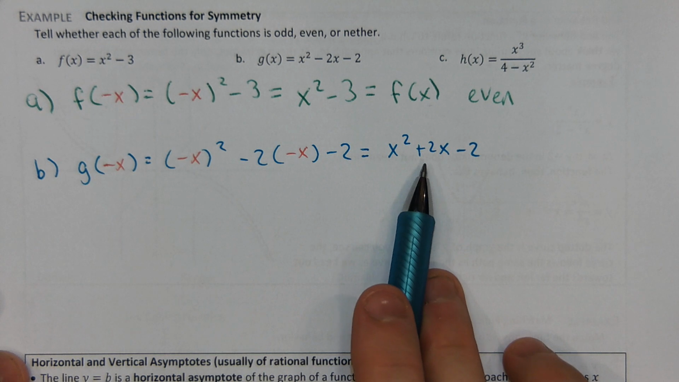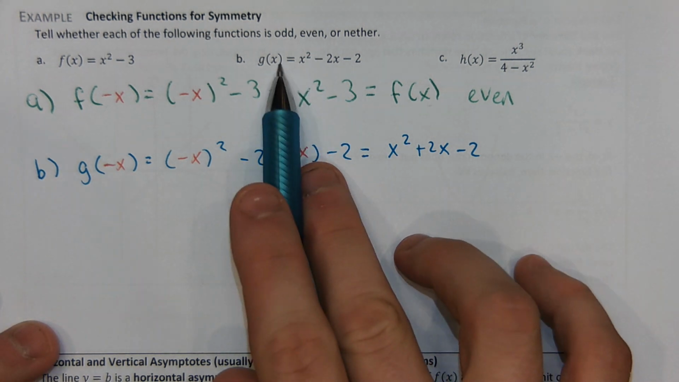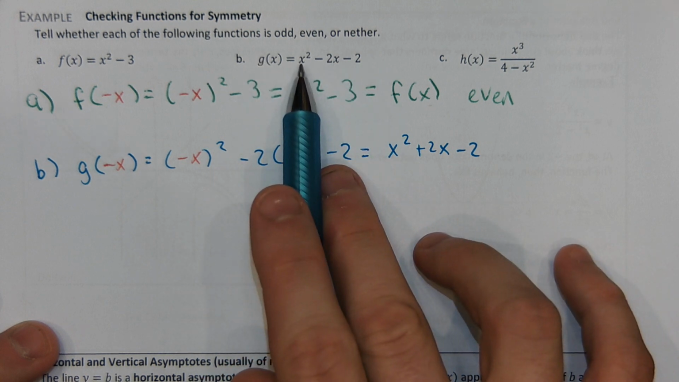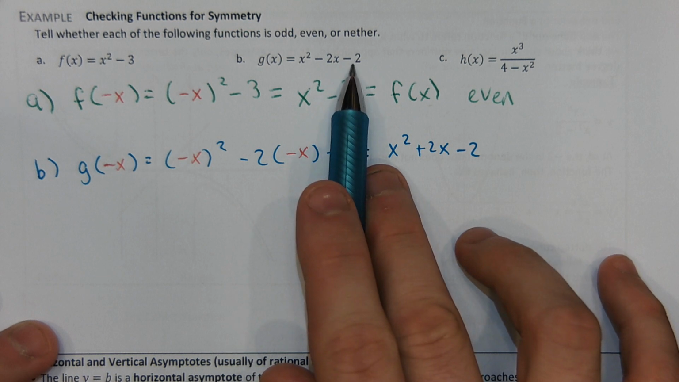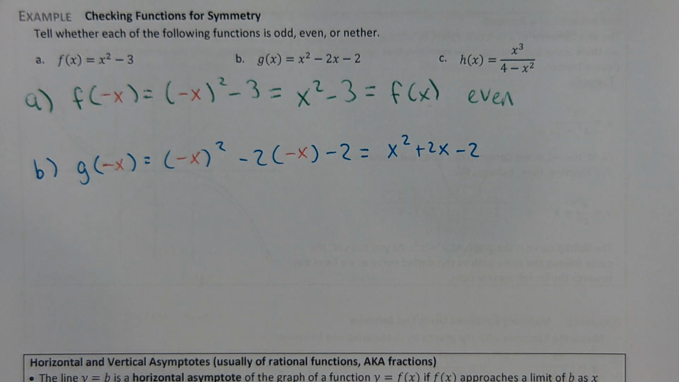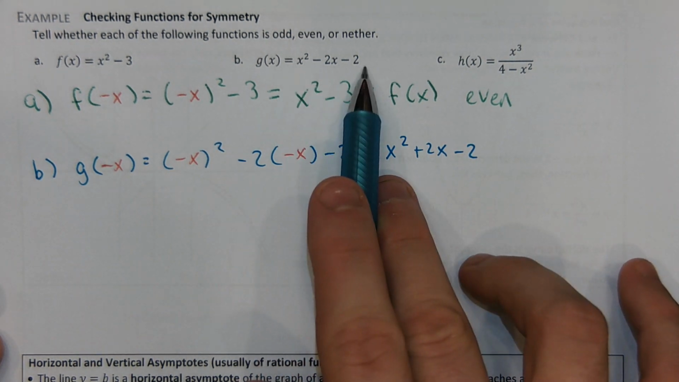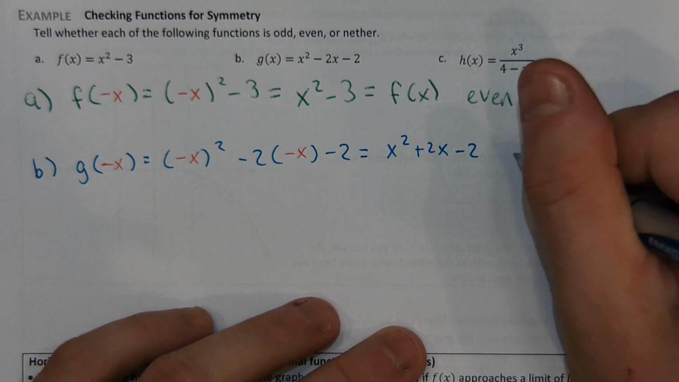Okay, well, that's not the same thing as g of x, and it's also not the same thing as negative g of x, because negative g of x would have distributed a negative sign across the entire polynomial, so it would become -x squared plus 2x plus 2. So since it's not identical, it's not even, and since we didn't just distribute a negative sign across this function, it's not odd, so we would say that this has no symmetry, or you would say neither.